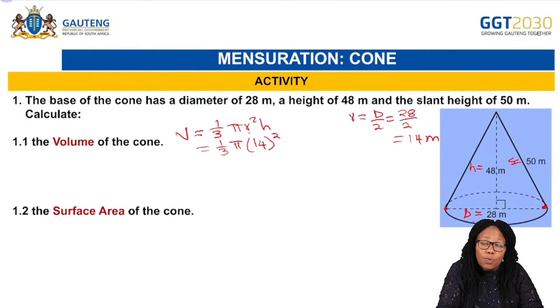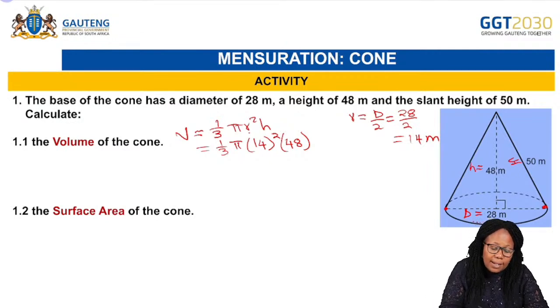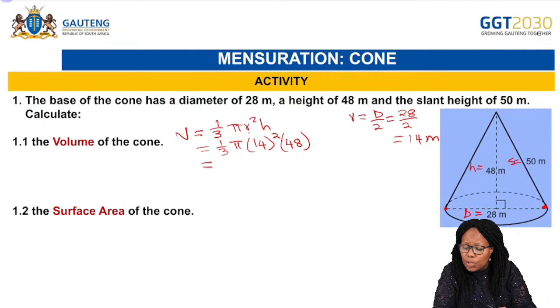And then this is the squared dimension. Then h is equal to 48. Grade 12, be careful. Do not mix the height and the slant height. Okay? The slant height is the side that we call the hypotenuse side in a Pythagoras 90 degrees triangle. Right, back to the volume.